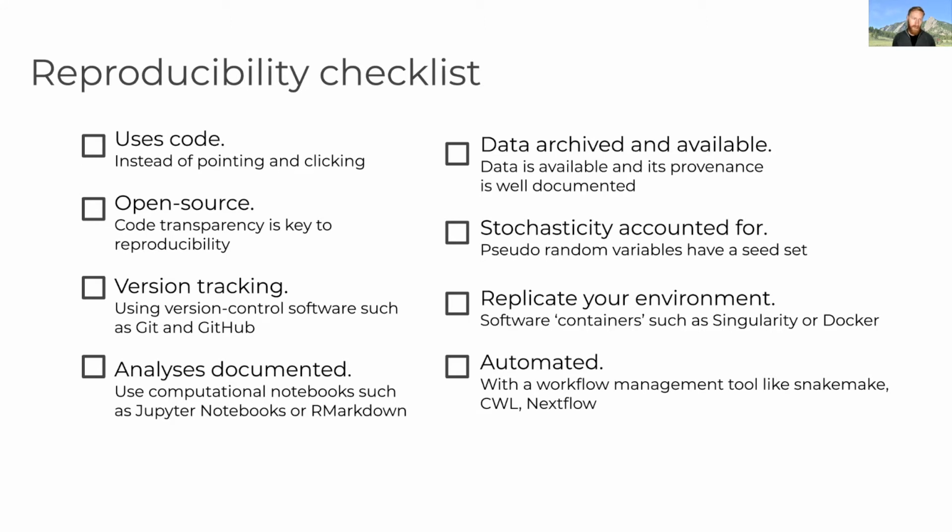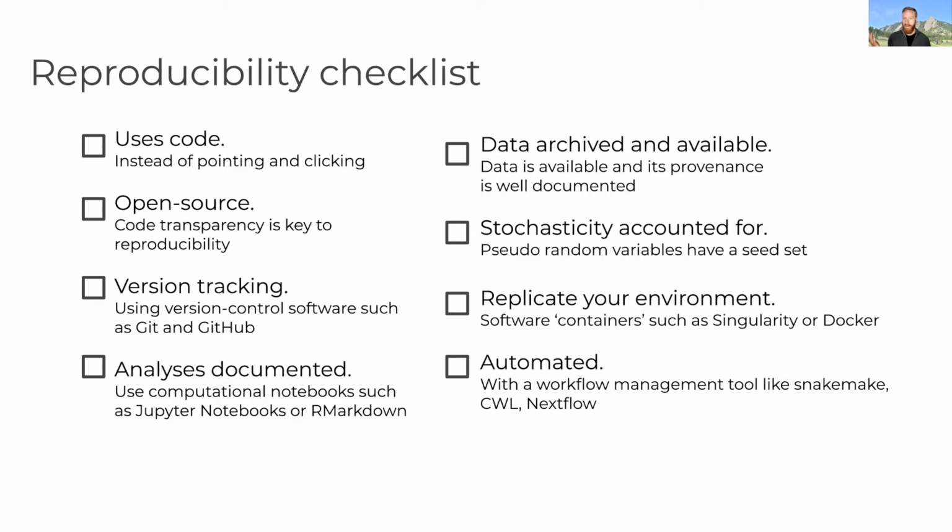And secondly, it's open source. So you can see on that previous slide, I showed you the GitHub, and code transparency and having all of the code that you wrote open source is key to reproducibility. It's also got version tracking, and in particular, the versions of software that are used are noted, and the analyses themselves are documented in Jupyter Notebooks or R Markdown. And we'll talk more later in the course about what R Markdown is and why that's valuable to use.